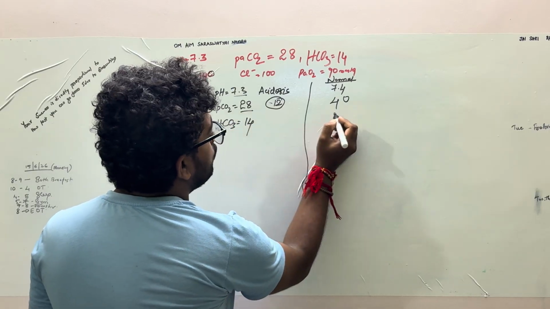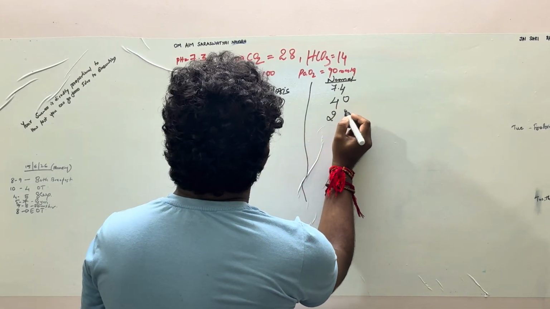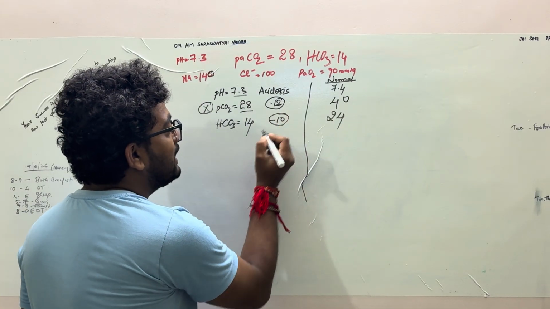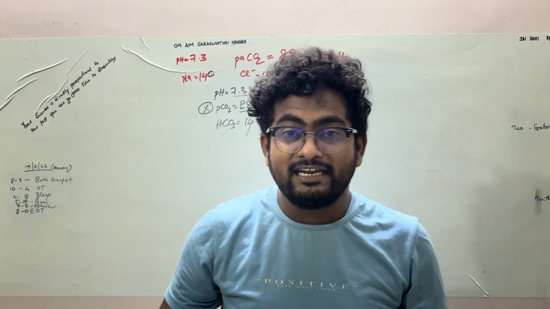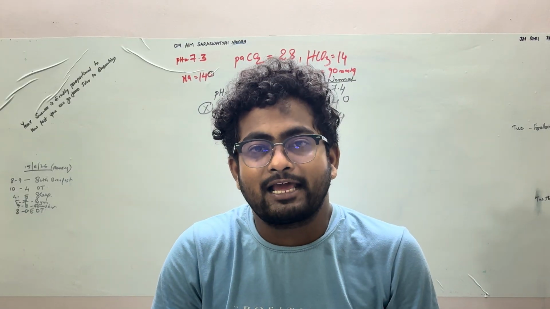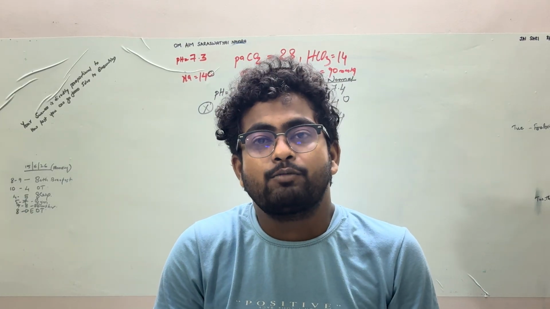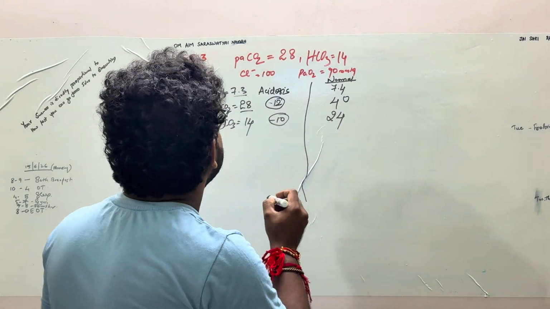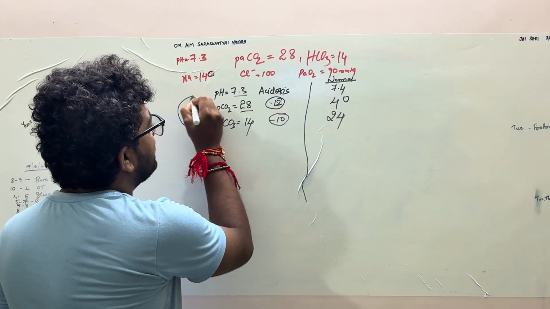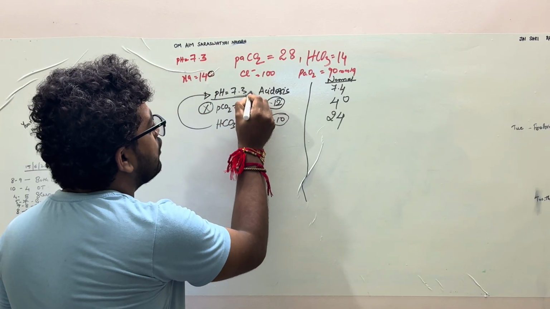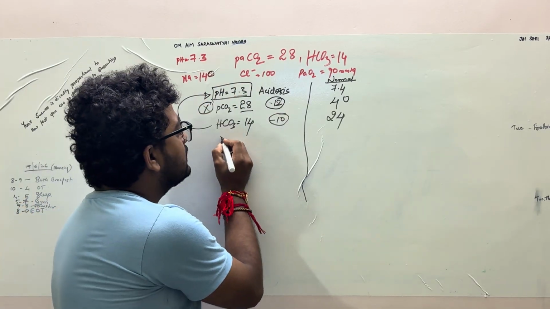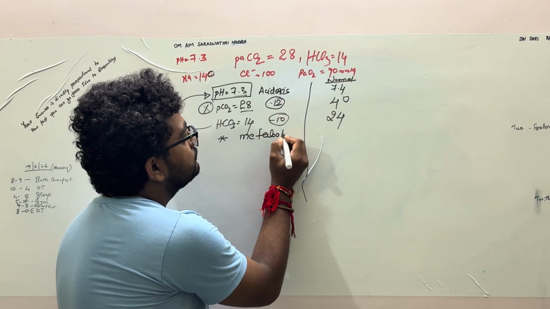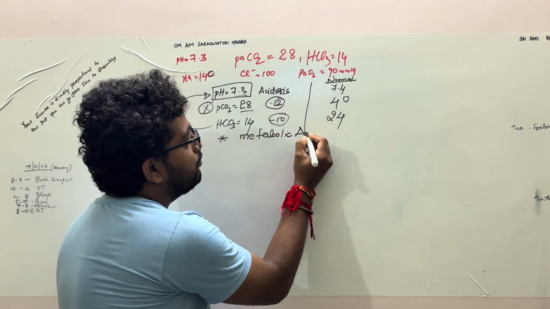Bicarbonate is 14. The normal value we take for bicarbonate is 24. Bicarbonate has decreased by 10 units. We all know that bicarbonate contributes to alkalosis, so a decrease in bicarbonate will lead to acidosis, and that fits here. So the primary disorder is metabolic acidosis.